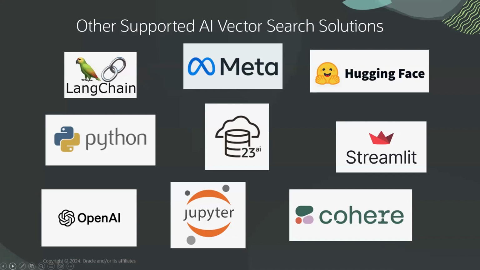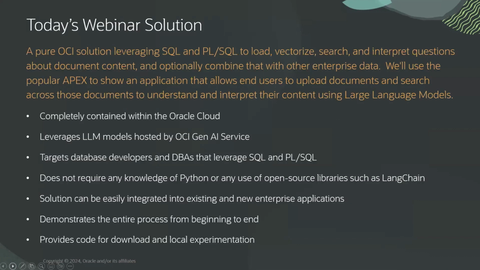We're just going to show you a solution today that is leveraging entirely Oracle and OCI in the Oracle Cloud. Derek's going to show you a solution that leverages SQL and PL/SQL to perform the uploading of documents to your database, the chunking of your data, the vectorization of your data, and the searching of your data. We're going to leverage APEX as the front end. We're going to use large language models that are hosted by Oracle's OCI Gen AI service. We host Cohere and Meta Llama models today.